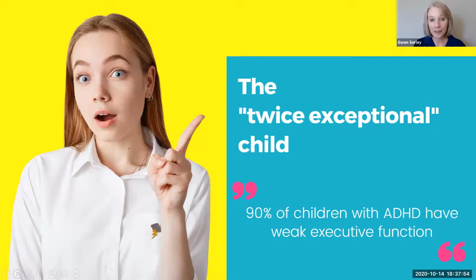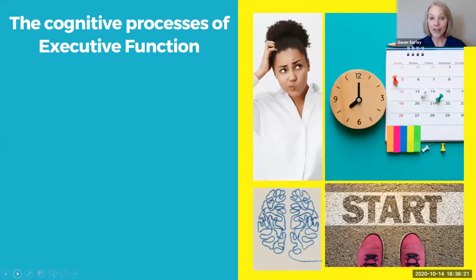The clients that we typically work with are average to well above average in IQ. So they know the material. It's just the process that's difficult for them. It's the cognitive processes of executive function that are weak, and therefore they struggle in order to show what they know and to truly reach their full potential. So let's look at the different cognitive processes of executive function and how they relate to the learning process. First and foremost, of course, we have focus, right?